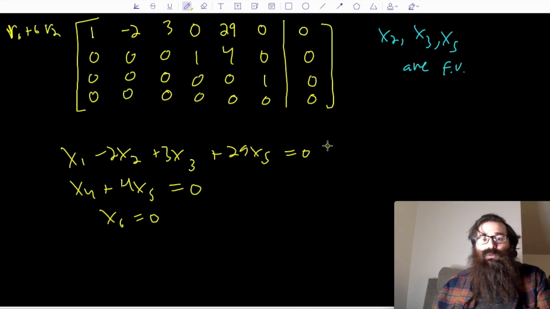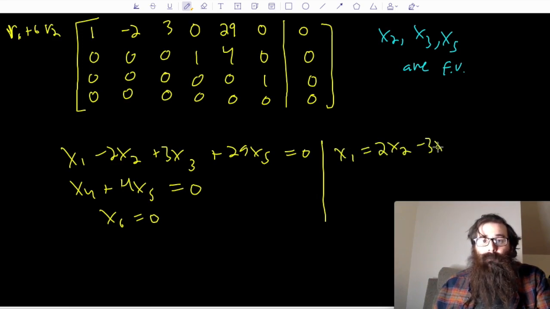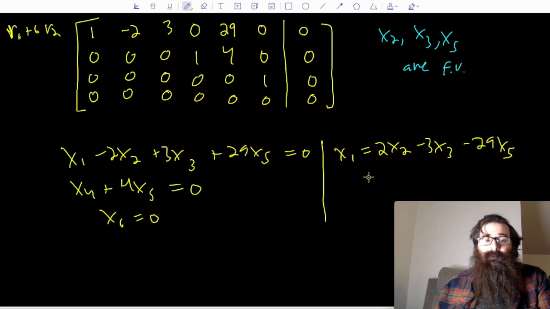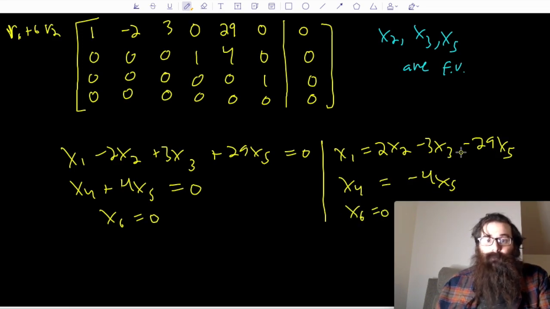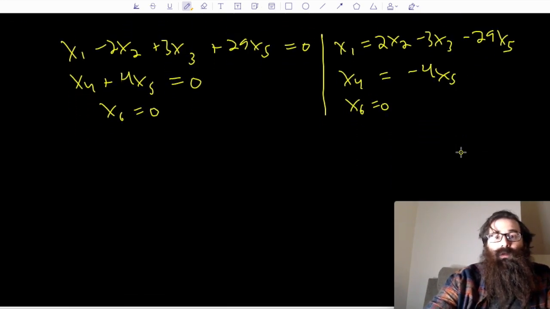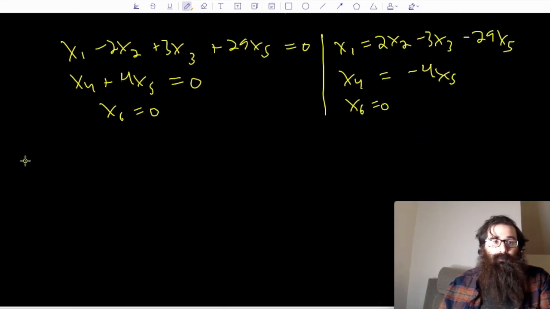So for this very first equation here, I would solve for x of 1, my basic variable. And x of 1 equals positive 2x of 2 minus 3x of 3 minus 29x of 5. Solving in the second equation, we would say x of 4 equals negative 4x of 5. And then here, this last basic variable, x of 6, is just equal to 0. But you know what we're going to do. We're going to try to write these out a little bit better.